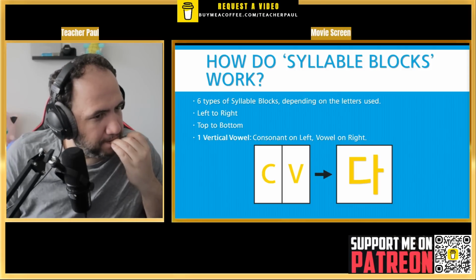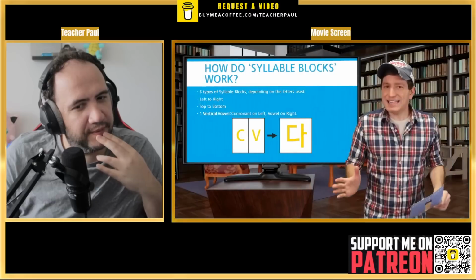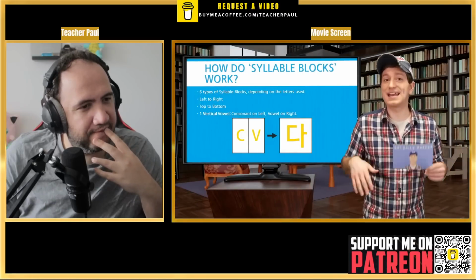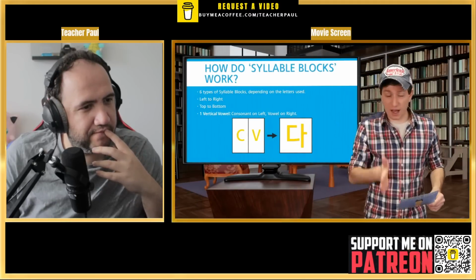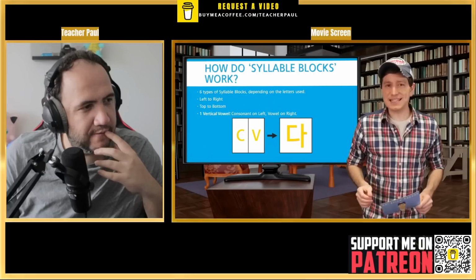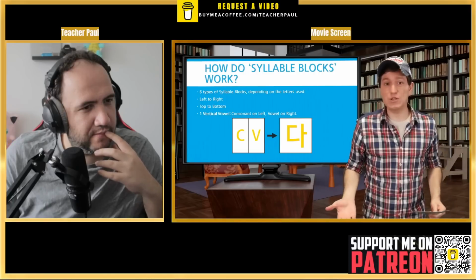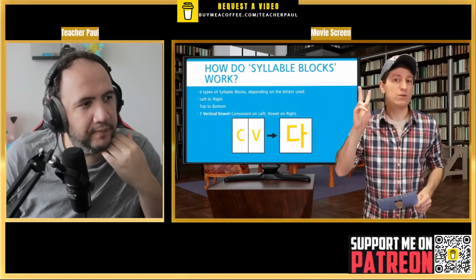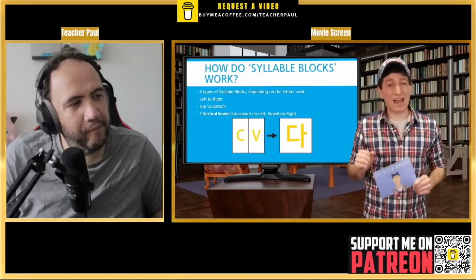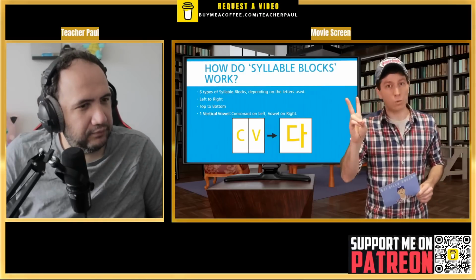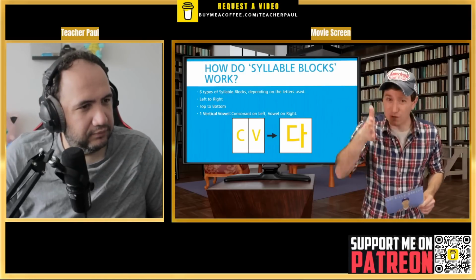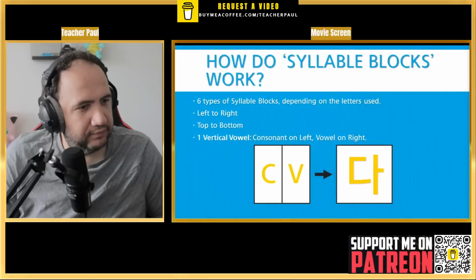So here, C stands for consonant and V stands for vowel. Anytime you're working with a vowel that is vertical, meaning going up and down in some way, this is the block that you can use when you have one consonant and one vowel. Whenever you just have one consonant and one vowel, and that vowel is a vertical shape, this is the block that you will use. So the consonant will go on the left and the vowel will go on the right.